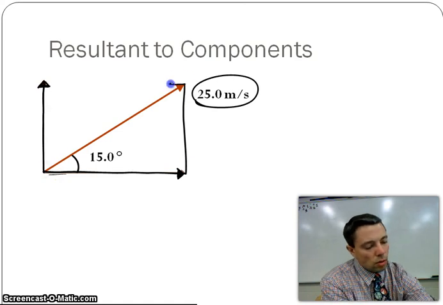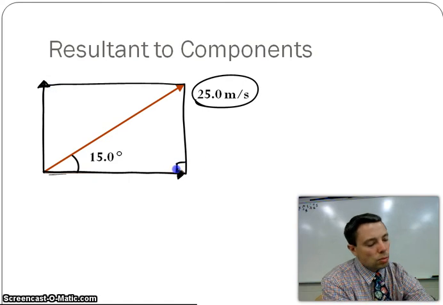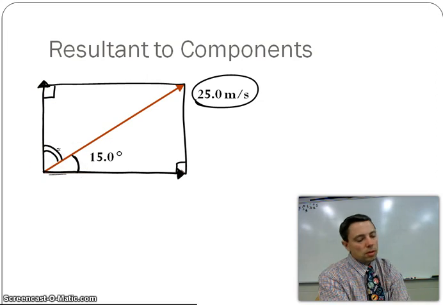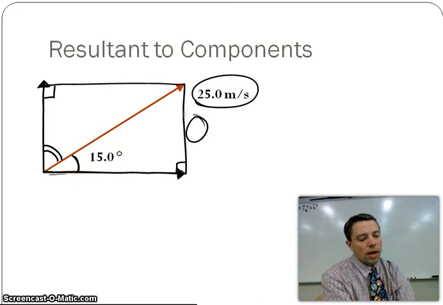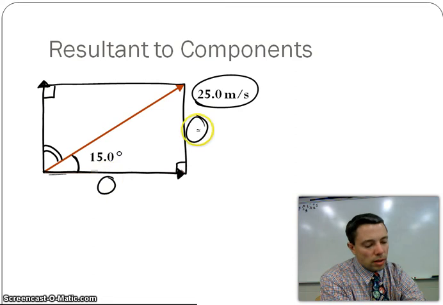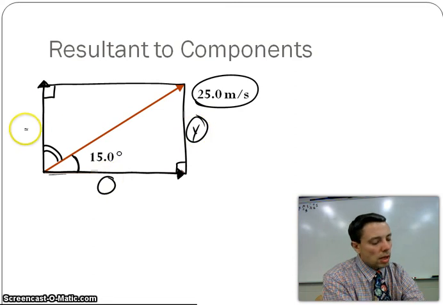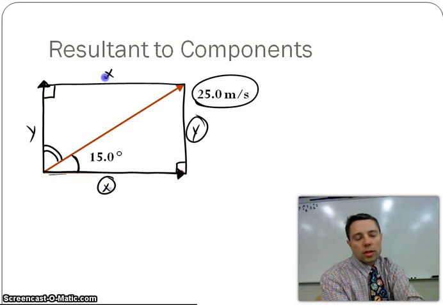Well, if I bring this over, I can make a rectangle out of this, and then I can see that I have two right triangles, this angle being 15 degrees, this angle being the complement of that 15 degrees. I typically like to look at this and say, okay, how do I find this side? How do I find this side? And remember that this side here is the same as this side here, and this side here is the same as this side here. That's why it's a rectangle.